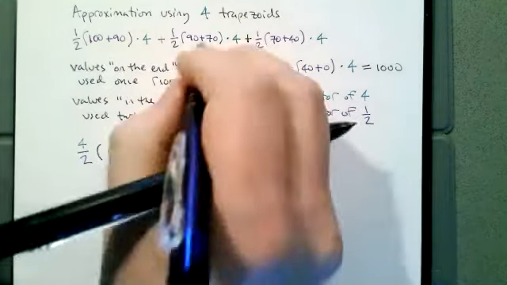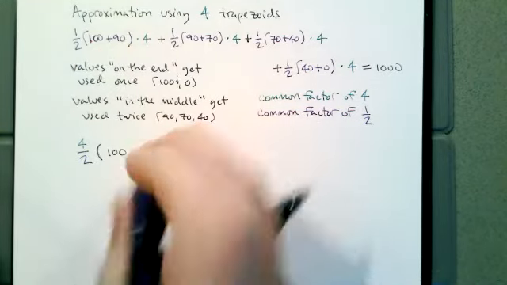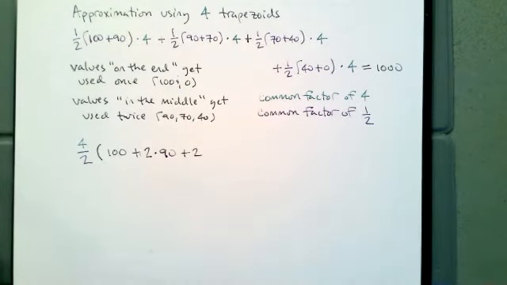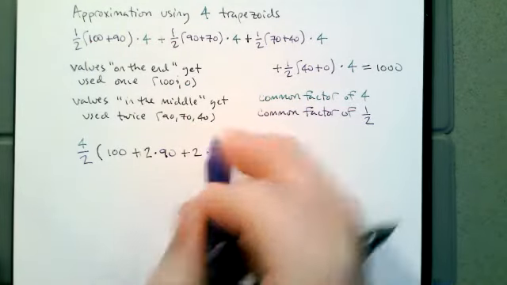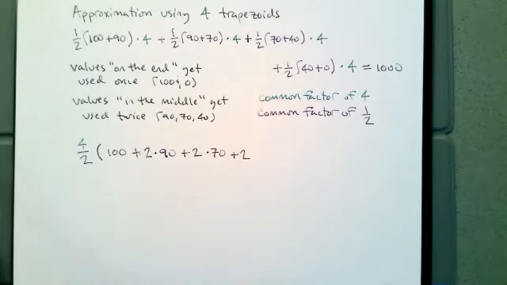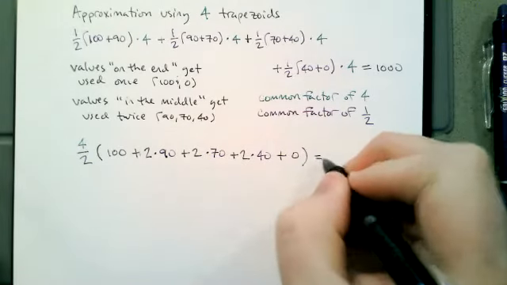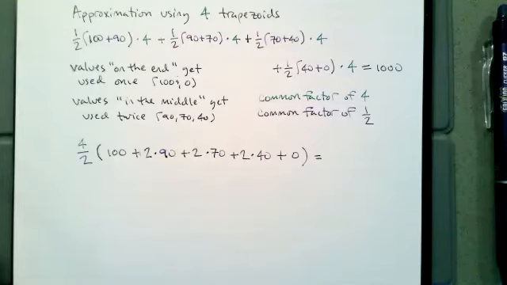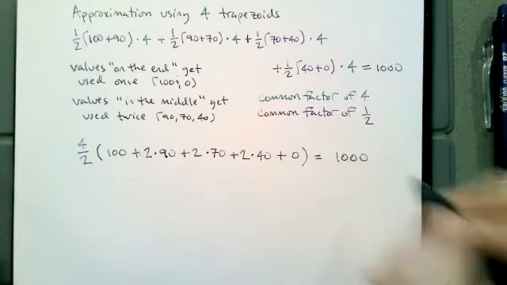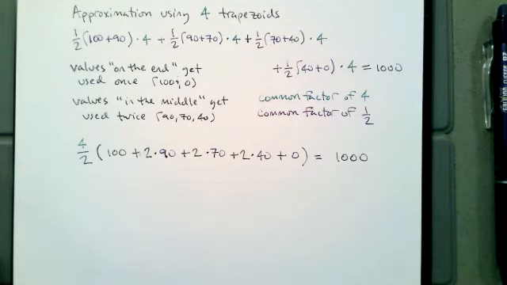So we have 2 copies of the 90, so 2 90s. Plus 2 copies of the 70. The ones in the middle get used twice. Plus 2 copies of the 40, because the ones in the middle get used twice. But only 1 copy of the 0, because the ones on the end get used once. Now, if I take this and punch it all into my calculator, it's still 1,000. And this is sometimes referred to as the trapezoidal rule.